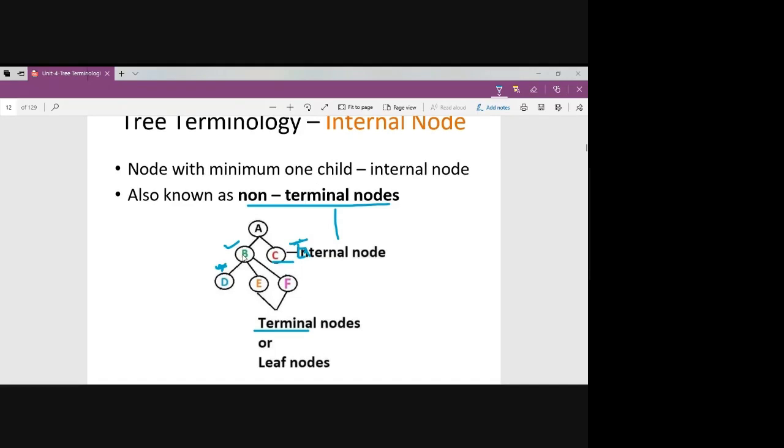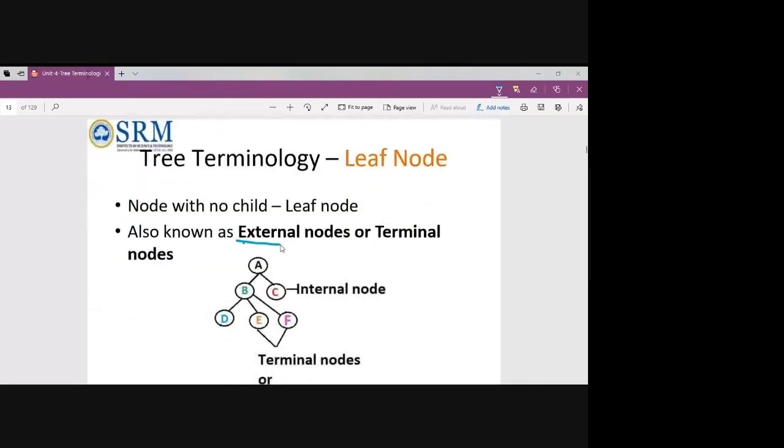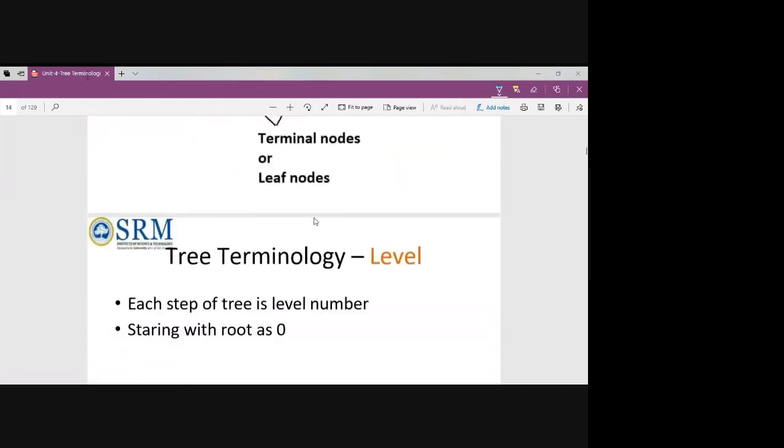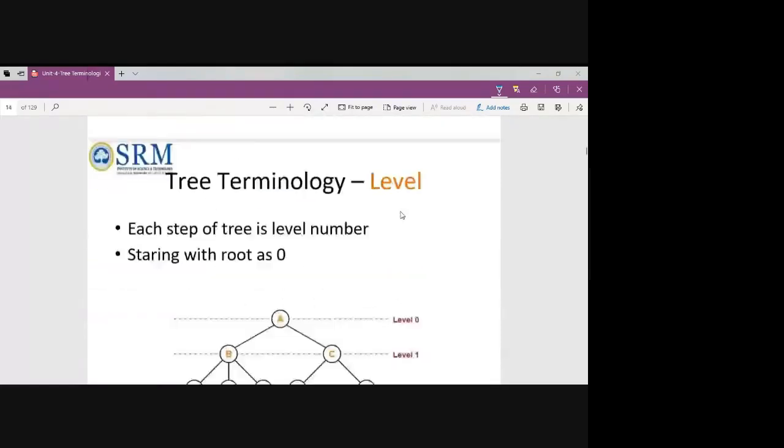You are asking about D, ma'am. D is your external node. Or you can call it a terminal node, or a leaf node. Here it is clearly given with no child. No child means leaf node, which is called your external node, or you can call it terminal node also. The C is also the same. So this is about your external and internal nodes.